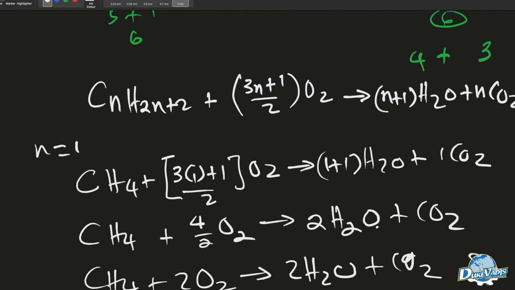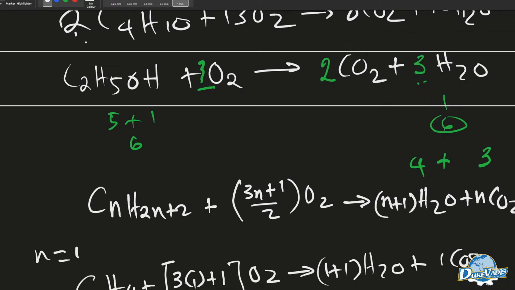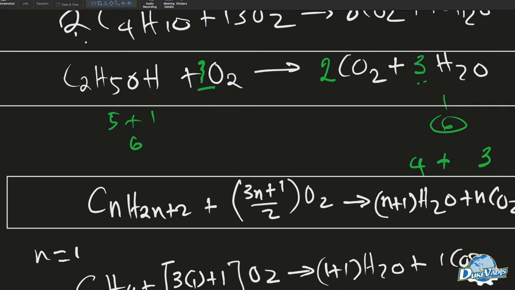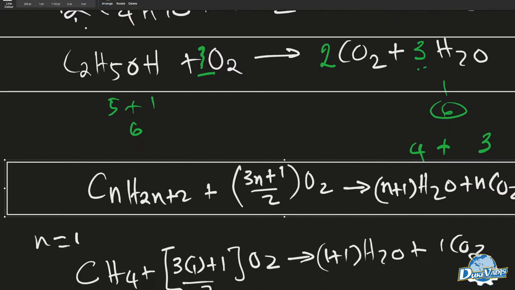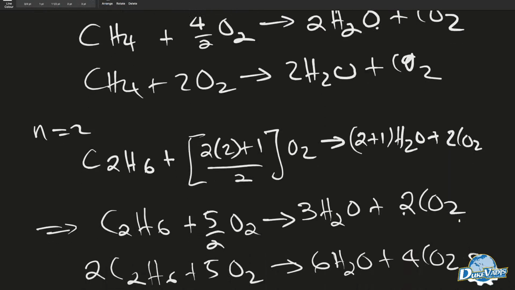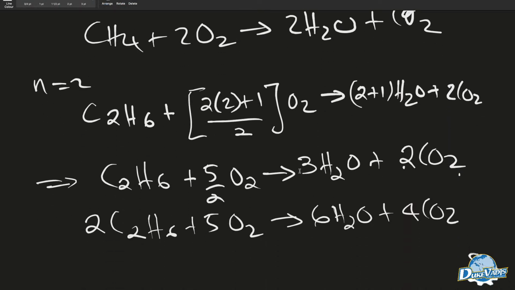So we have to bear in mind that this is the general formula that will help us all the time when we are balancing combustion reactions. So this is the reaction that will help us a lot. Okay, we can also try. Somebody's asking us to try it with propane and see whether it's true. Okay, so propane is n equal to 3.